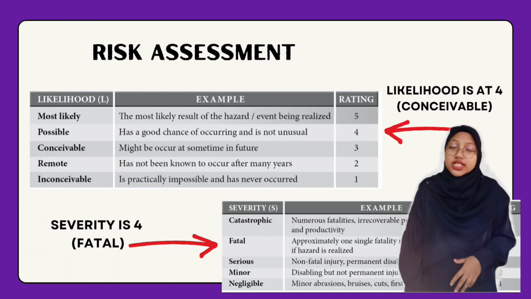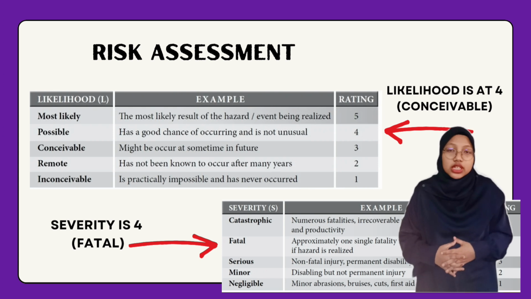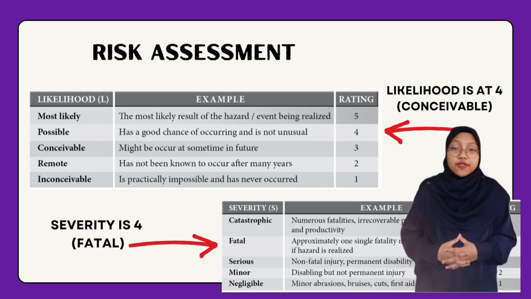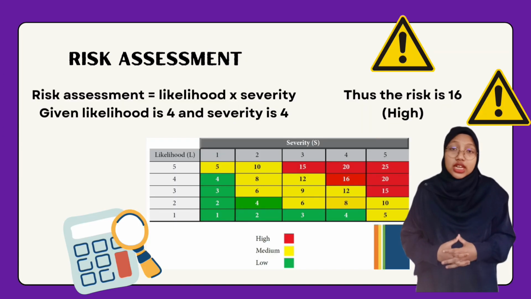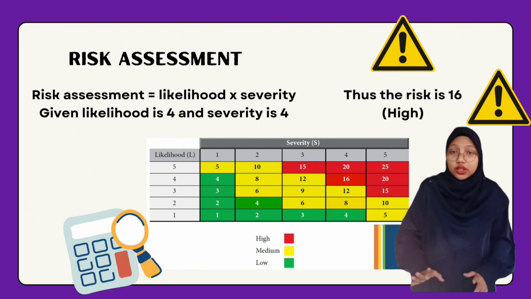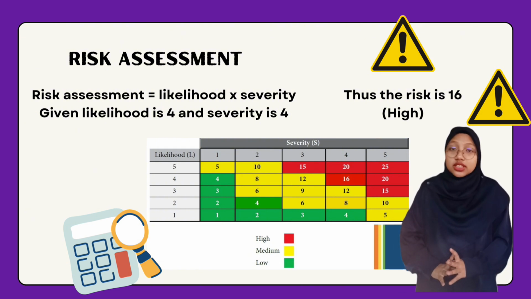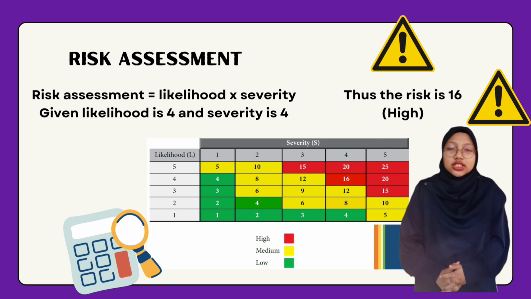Next, the likelihood of this hazard is 4, which is conceivable, while the severity is 4, which is fatal. Besides, the risk assessment is likelihood multiplies severity. So likelihood is 4 and severity is 4. Thus the risk is 16, which is high and very dangerous.